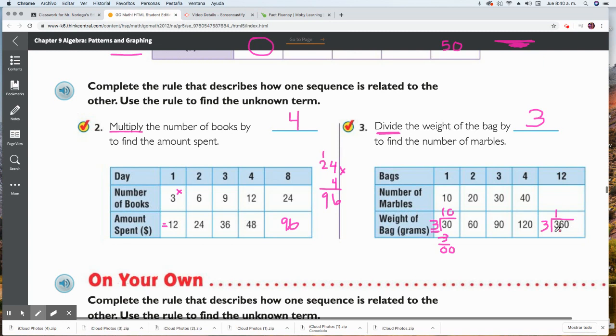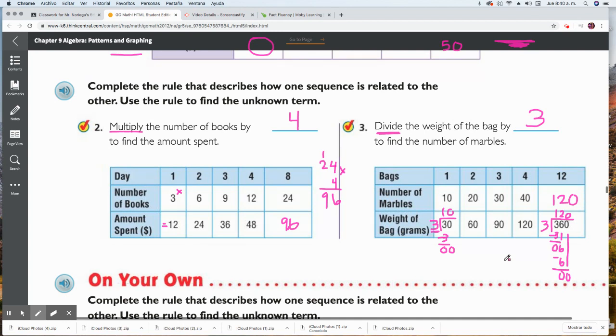3 times 1 equals 3. I subtract, bring the 6 down. What number times 3 equals 6? 2. 2 times 3 equals 6. I subtract, I bring the 0 down. What number times 3 equals 0? Well, 0. So, if the weight is 360, the number of marbles will be 120.